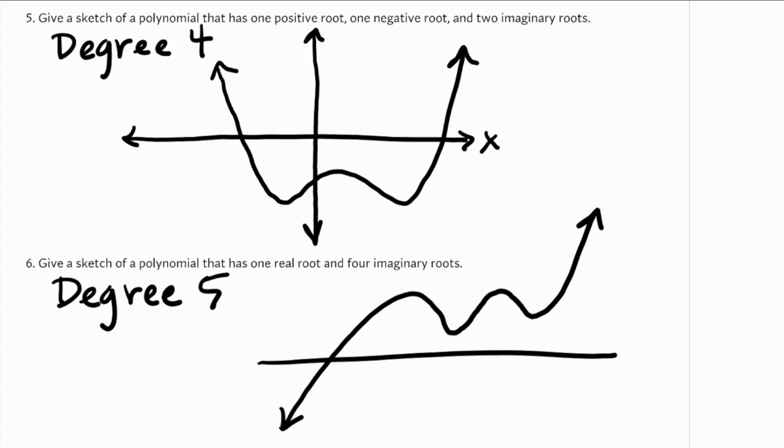I think if it was going to have a double root, then in behavior, the arms would have to point the same direction, but then that would add up to degree 6. But I think that's a good sketch, and that's what most of the people in my class gave.